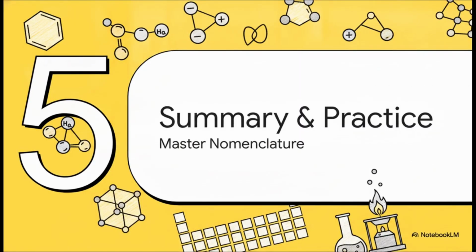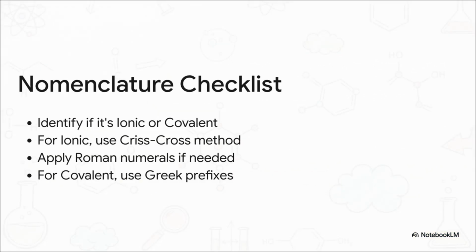Section 5, summary and master practice. What an incredible session, unlocking this vital scientific language. Today, we mastered the foundational laws of chemical nomenclature. The crucial takeaway here is this simple step-by-step checklist. First, identify your compound type. Is it a metal and a nonmetal? Then it's ionic. Two nonmetals, it's covalent.